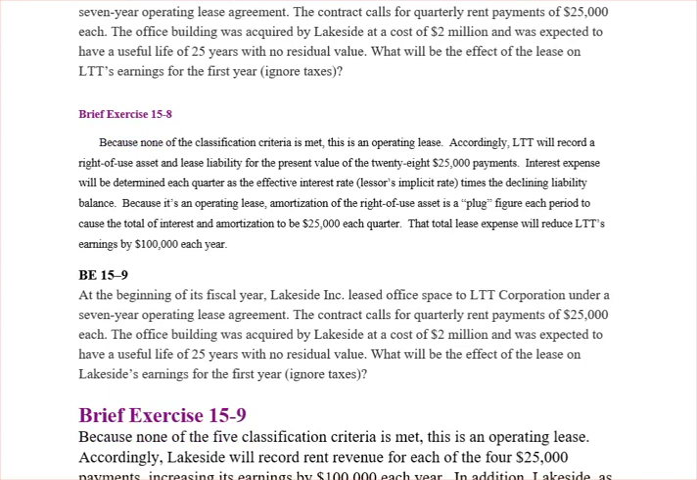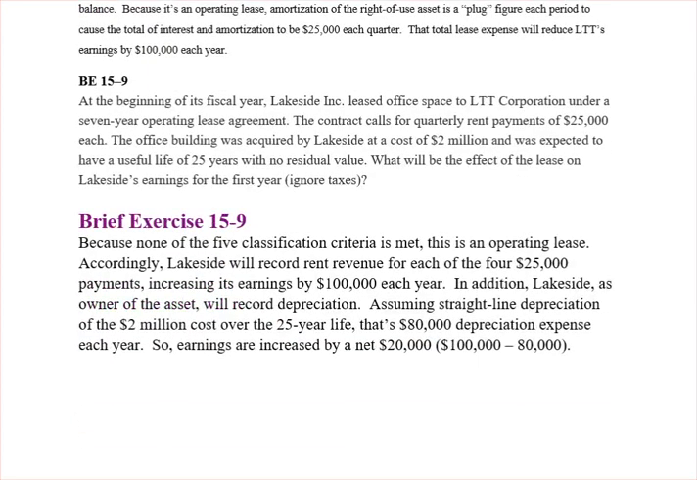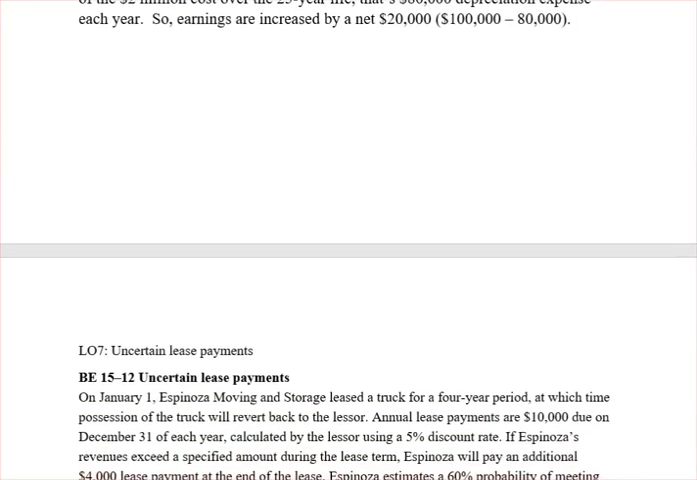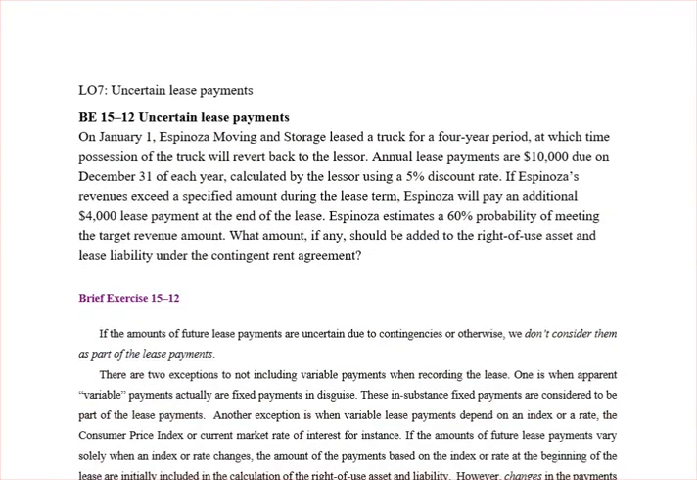This one is here. $2 million, useful life of 12. It says, what are the earnings in the first year? Assuming straight line, there's a depreciation, so earnings are increased by a net of, yeah. This one is a little bit of a question because they're asking you to take into account the depreciation.